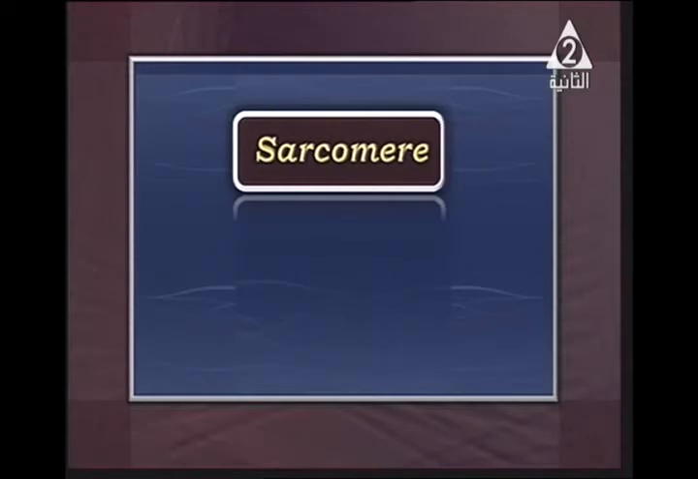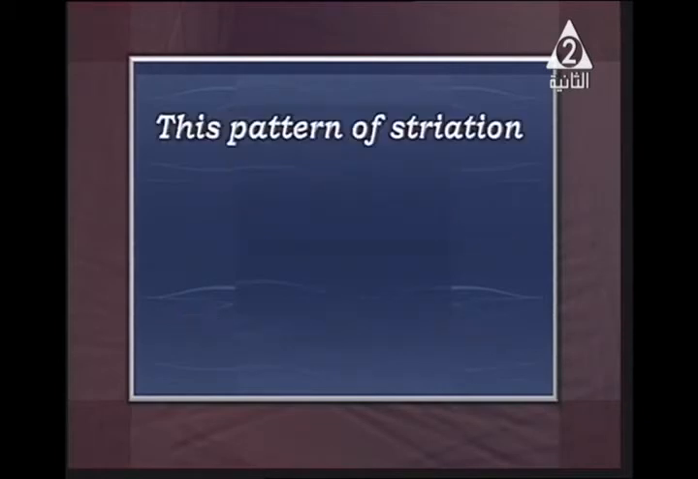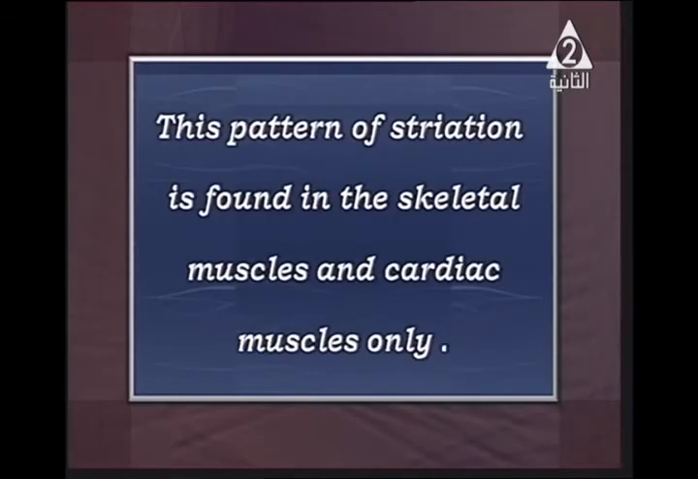After that, we need to know the meaning of sarcomere. The distance between each two successive Z lines. This is the meaning of sarcomere. Okay, and the pattern of striation, or to be striated muscle, is found in the skeletal muscles and cardiac muscles only.